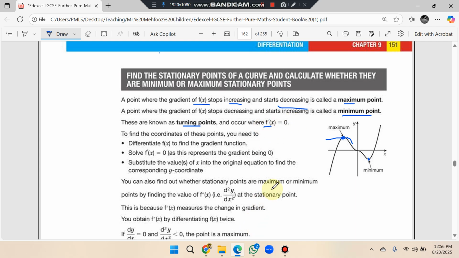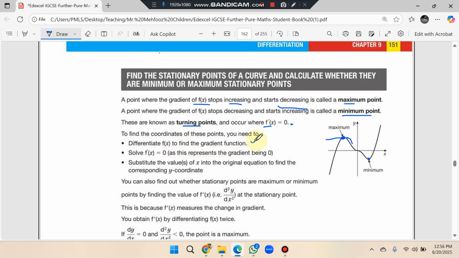So how can these points be found? When the derivative of a function equals 0, then we obtain some points. These points are minimum or maximum points. Do you have any problem? No. Okay. To find the coordinates of these points, you need to differentiate f(x) to find the gradient function.